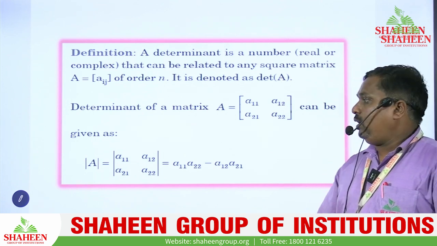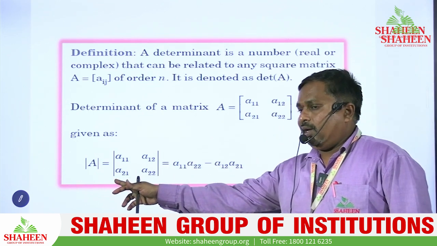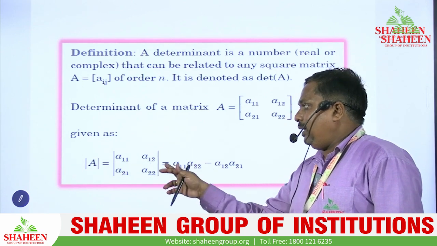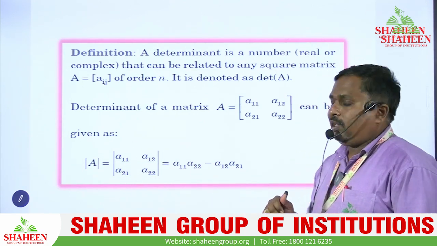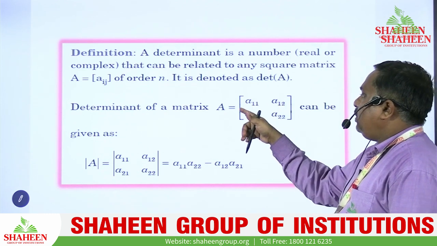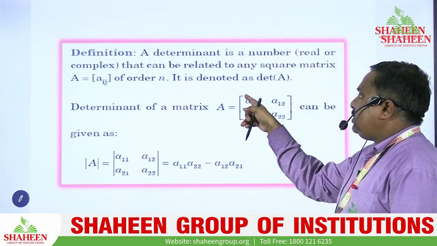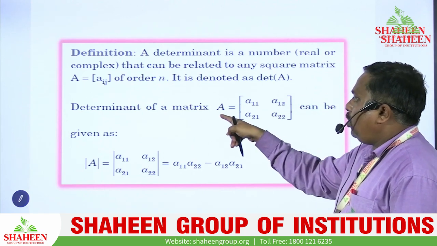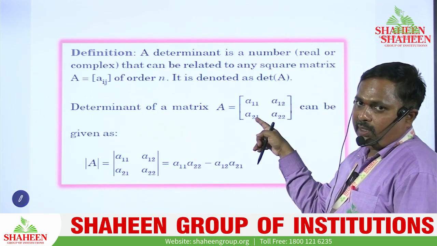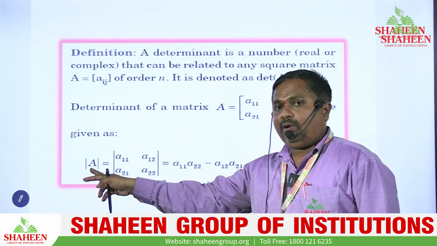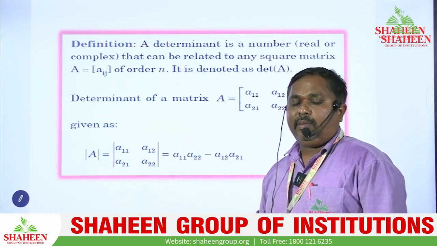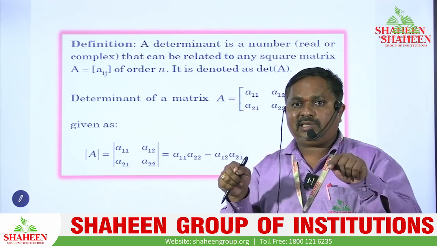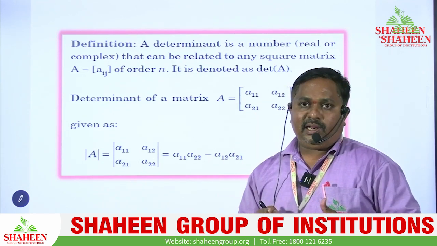The determinant of this matrix A is symbolically written as a modulus symbol to the matrix also. Matrix elements are written between the square bracket. You can see that here we have a square bracket. Normally it is matrix A. But when we are taking determinant, we are taking determinant symbol or modulus symbol to the matrix. Instead of the square matrix bracket, we have to take the determinant symbol.